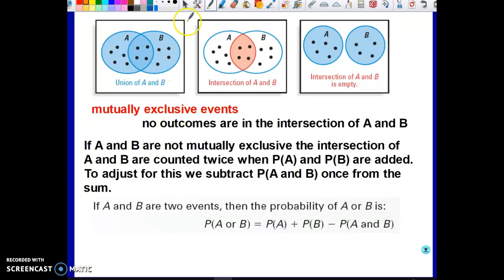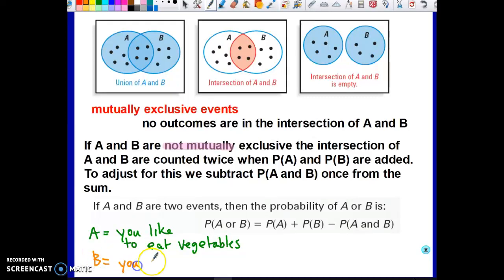Sometimes A and B are not mutually exclusive, which means they can happen at the same time. Okay? So let's talk about this in another way. Let's just say A is that you like to eat vegetables. And let's say that event B is that you are overweight. Now, is it possible for you to like vegetables and be overweight at the same time? I would say yes, it is possible.